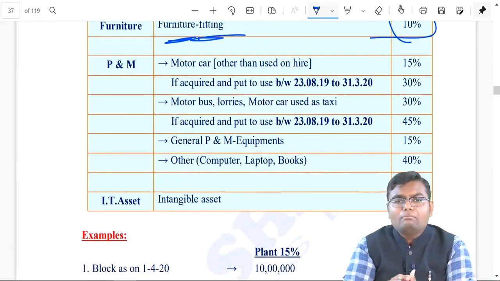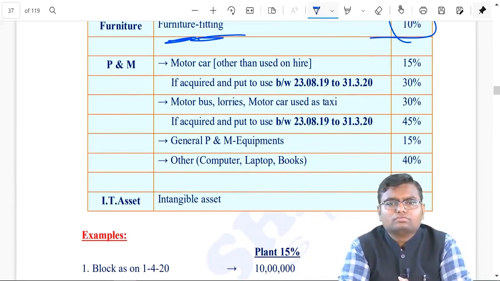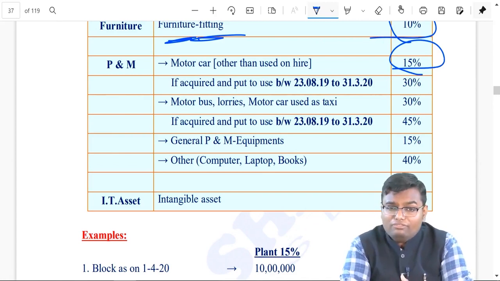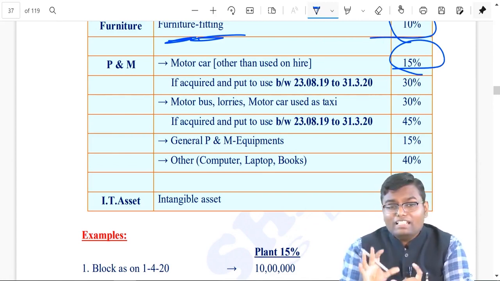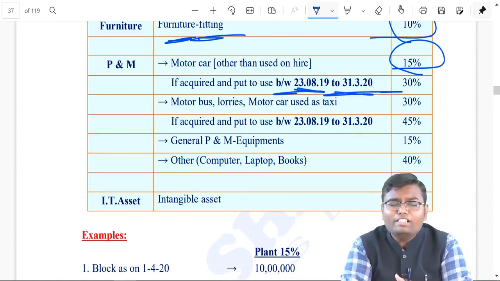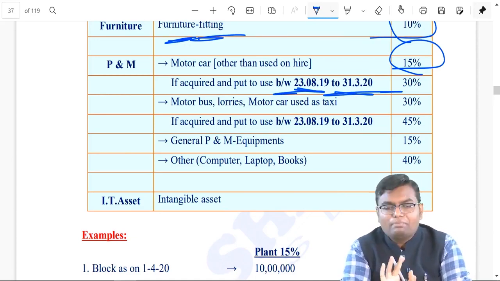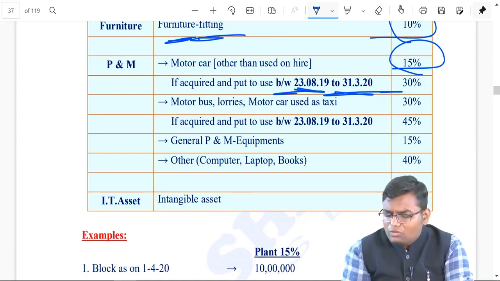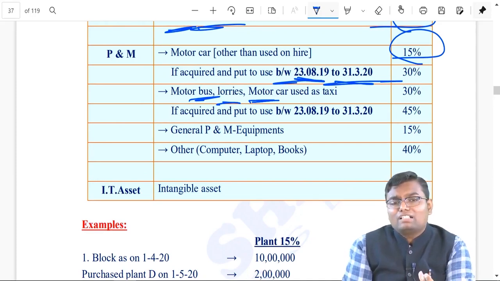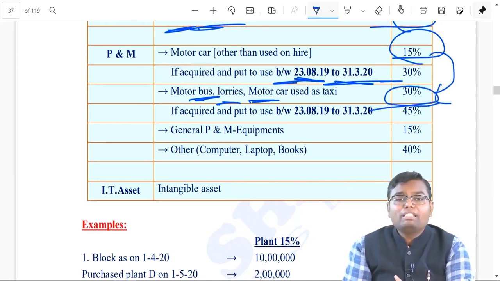In plant and machinery, number one, if you have a motor car, not a taxi or a motor car which you are using for hiring business, a normal motor car, then the rate of depreciation is 15%. But if that motor car was acquired and put to use between 23rd August 19 to 31st March 2020, if in this period you purchased the motor car, whenever you are claiming the depreciation, you will be claiming 30%. But if we are doing the depreciation for a motor bus, lorry, or motor car used as a taxi, then instead of 15%, the rate will be straight 30%.